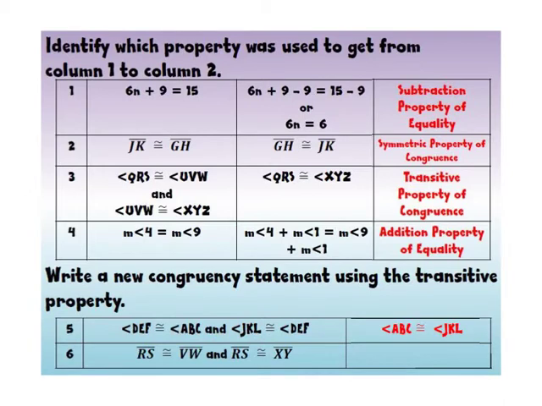Number 6, segment RS is congruent to segment VW, and segment RS is congruent to segment XY. Since segment VW and segment XY are both congruent to segment RS, these two are congruent to each other. So segment VW is congruent to segment XY. Don't you just feel super smart?